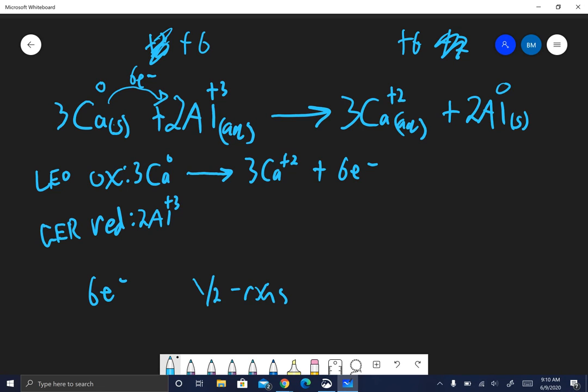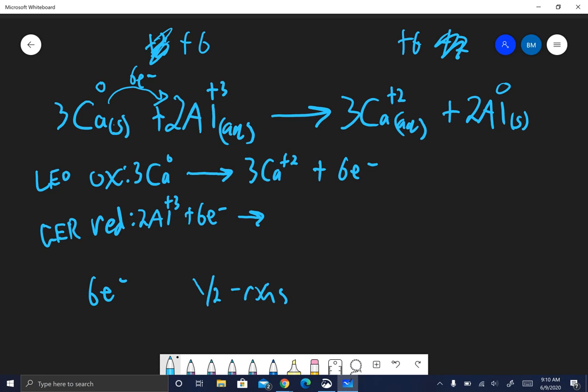Each Ca is losing 2, so that's a total of 6. As a result, you have 3 Ca plus 2 ions. Now, if Ca is losing 6, that means the 2 Al plus 3s are gaining 6 electrons. Pitch and catch. Ca0 is giving them to aluminum plus 3, and this is how we show it. Here, electrons are on the right side because they're being lost. Here, they're on the left side because they're being gained.